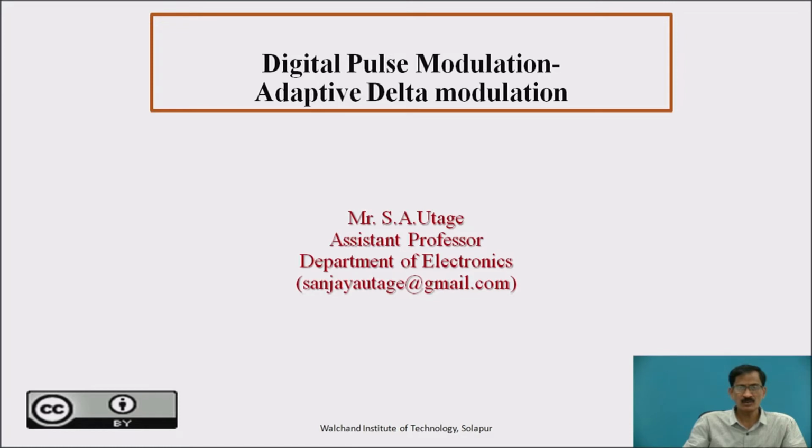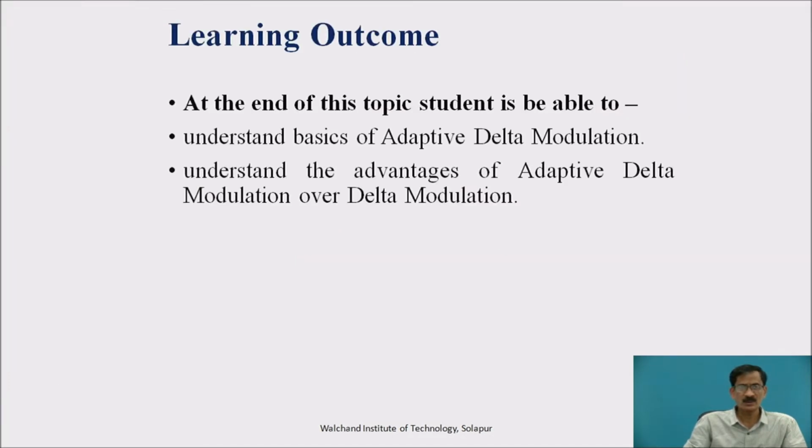Now we are going to discuss digital pulse modulation, adaptive delta modulation. Learning outcome. At the end of this topic, the student is able to understand the basics of adaptive delta modulation, and understand the advantages of adaptive delta modulation over delta modulation.